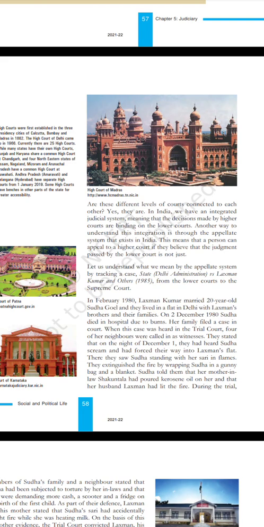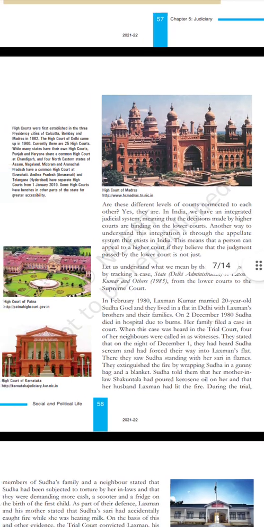When this case was heard in the trial court, 4 of her neighbors were called in as witnesses. They stated that on the night of December 1st, they had heard Sudha scream and had forced their way into Lakshman's flat. There, they saw Sudha standing with her sari in flames. They extinguished the fire by wrapping Sudha in a gunny bag and a blanket. Sudha told them that her mother-in-law Shakuntala had poured kerosene oil on her and that her husband Lakshman had lit the fire.